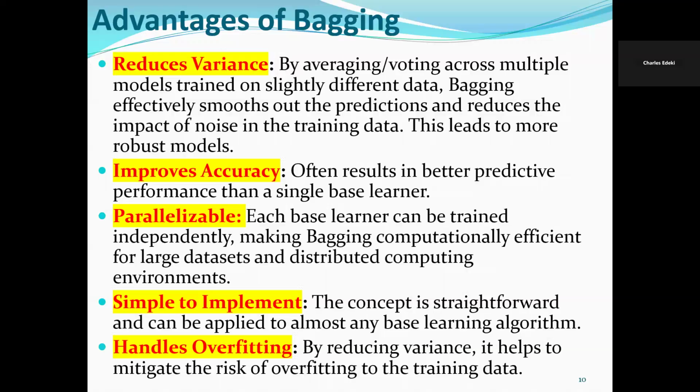Simplicity, simple to implement, as we said. Handles overfitting. Yes, if we can reduce variance, that will give us good news for reducing overfitting. Overfitting means what? We have a training data set to do one thing. Next time we bring a test data, it cannot do better because it is based on its knowledge of the training. The training was too much for the model, and that can have an effect.